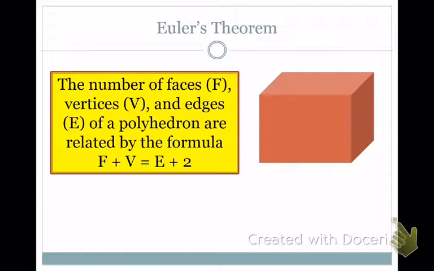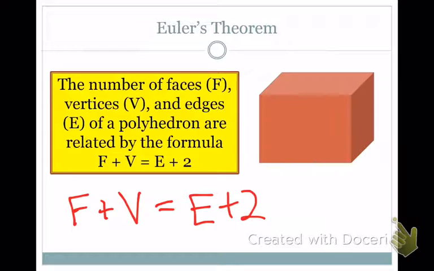Euler's theorem. The number of faces, vertices, and edges of a polyhedron are related by the formula. If you take the examples we've done, you can see this. The number of faces plus the number of vertices is equal to the number of edges plus 2. So when you add the faces and the vertices, that number should be 2 more than the number of edges.